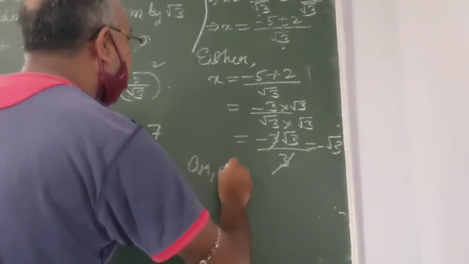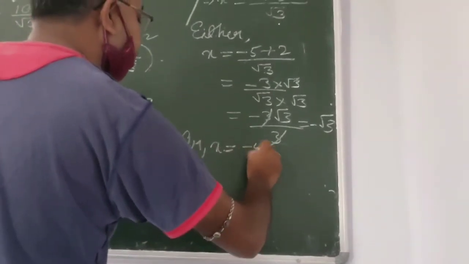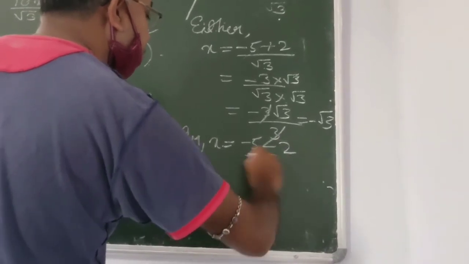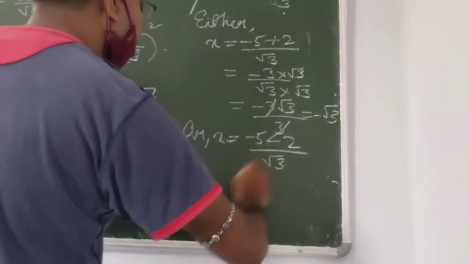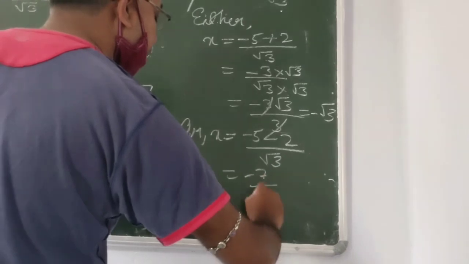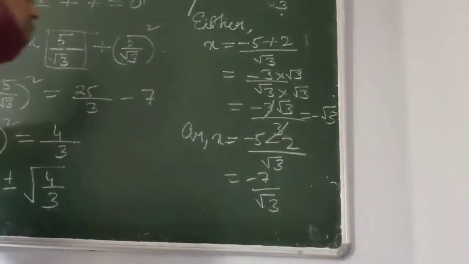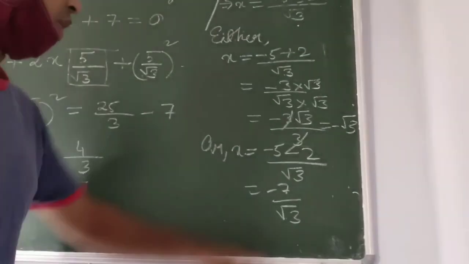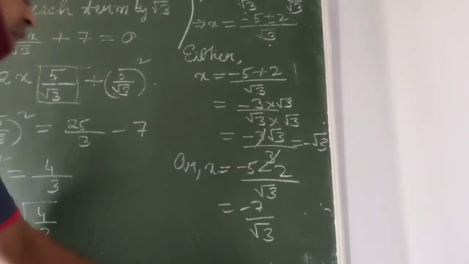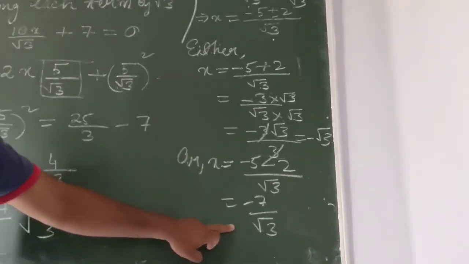Or x will be equal to minus 5 minus 2 by root 3, which is equal to minus 7 by root 3. So how many values you are getting? Two values you are getting. What values you are getting? One value you are getting as minus root 3. Another value is minus 7 by root 3.